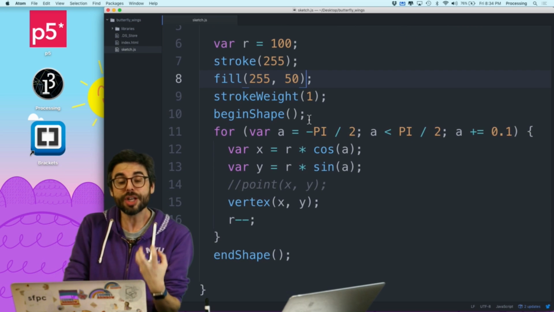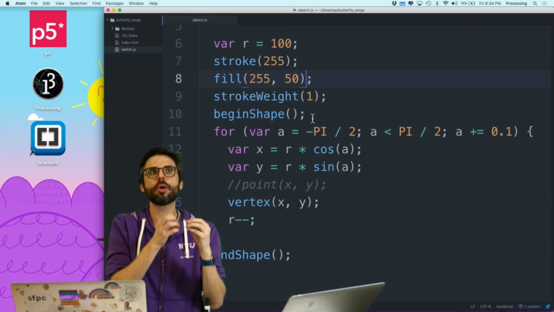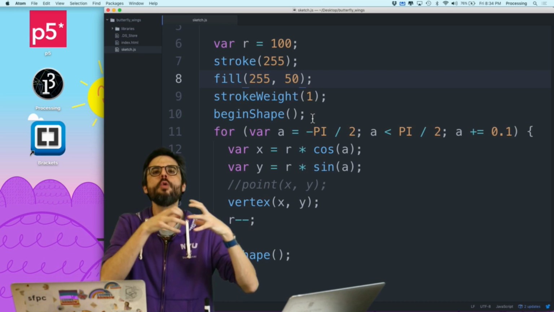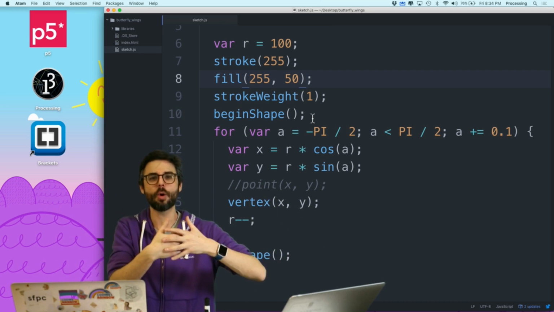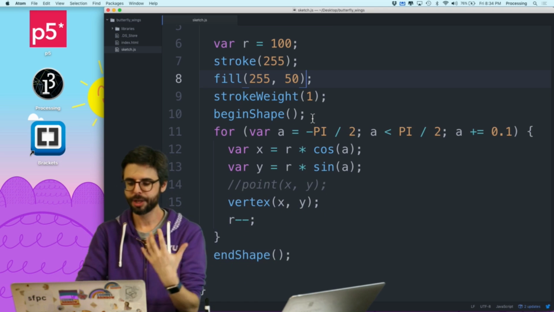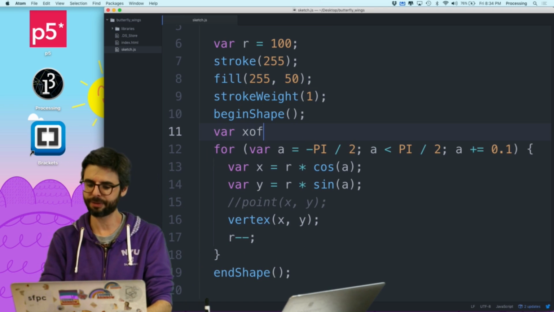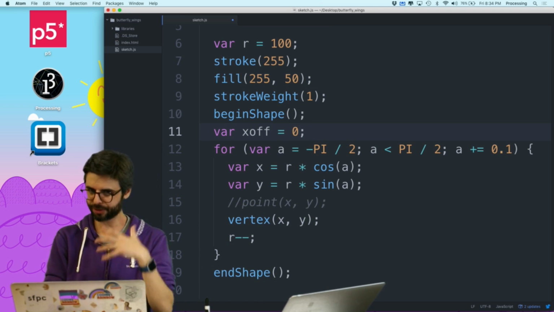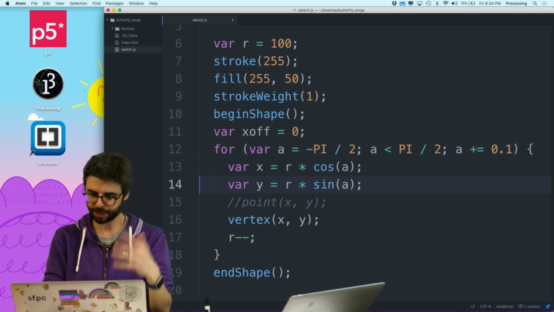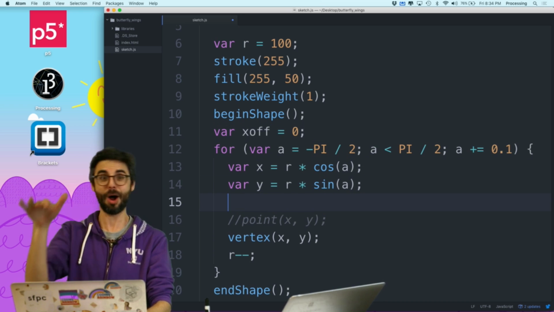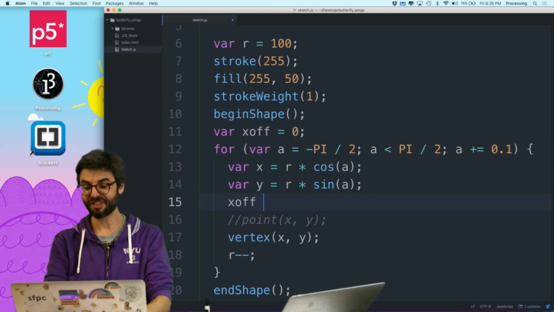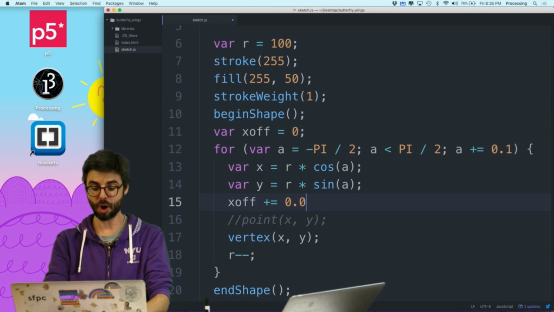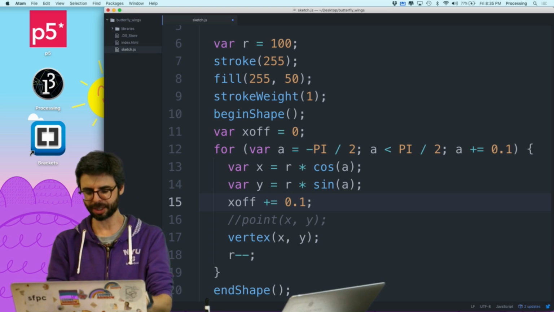So using Perlin noise, I need to look at Perlin noise values over an offset, a period of time or an offset along a dimension. So I'm going to create a variable called xoff for x offset. And this is, again, explained in my Perlin noise videos a bit more. So you can pause, go watch those, and come back. I'll stop saying that. And I'm going to say xoff plus equals 0.03 or 0.1. I'm just going to pick a value.